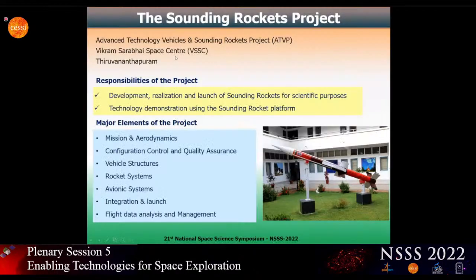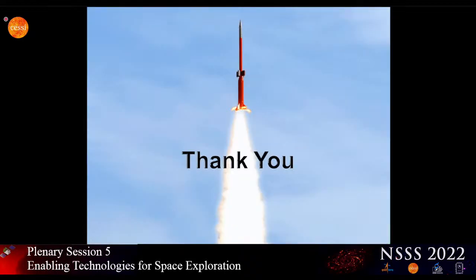And we have the Sounding Rockets project at VSSC. We call it the ATVP. We will develop, realize, and launch sounding rockets for scientific purposes and technology demonstration using the sounding rocket as a platform, and we cater to mission and aerodynamics, configuration control and quality assurance, structures of the vehicles, rocket systems, avionics, integration and launch, and flight data analysis and management. With this, I thank you for your patient hearing and also urge you to bring your science experiments to us for launching using sounding rockets.